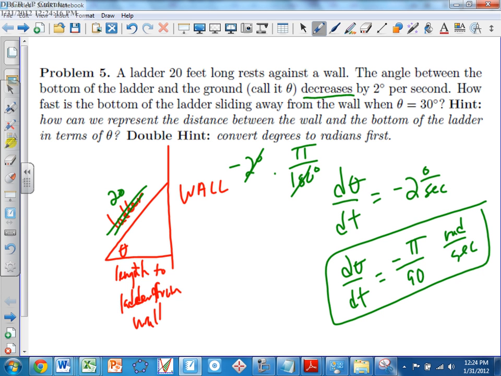So there's my related rate already. Okay, there's one of my related rates. Next, I need to call the length of the ground, from the wall to the ladder, something. What do I call this? Leg. X or leg, sure. X and Y. So call that X, call that Y, please.